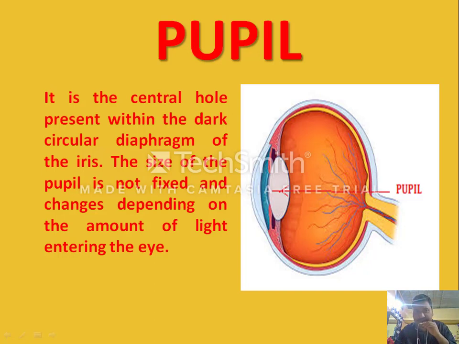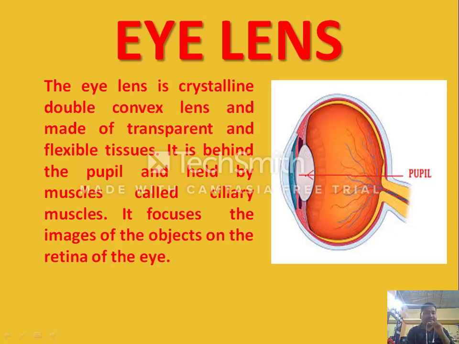So now we will study the eye lens. The eye lens is a crystalline double convex lens made up of transparent and flexible tissue. This is our eye lens. See the figure? What is the shape of the eye lens? It is a convex lens. Actually, it is a double convex lens, a biconvex lens, made up of transparent tissue and crystalline in nature.